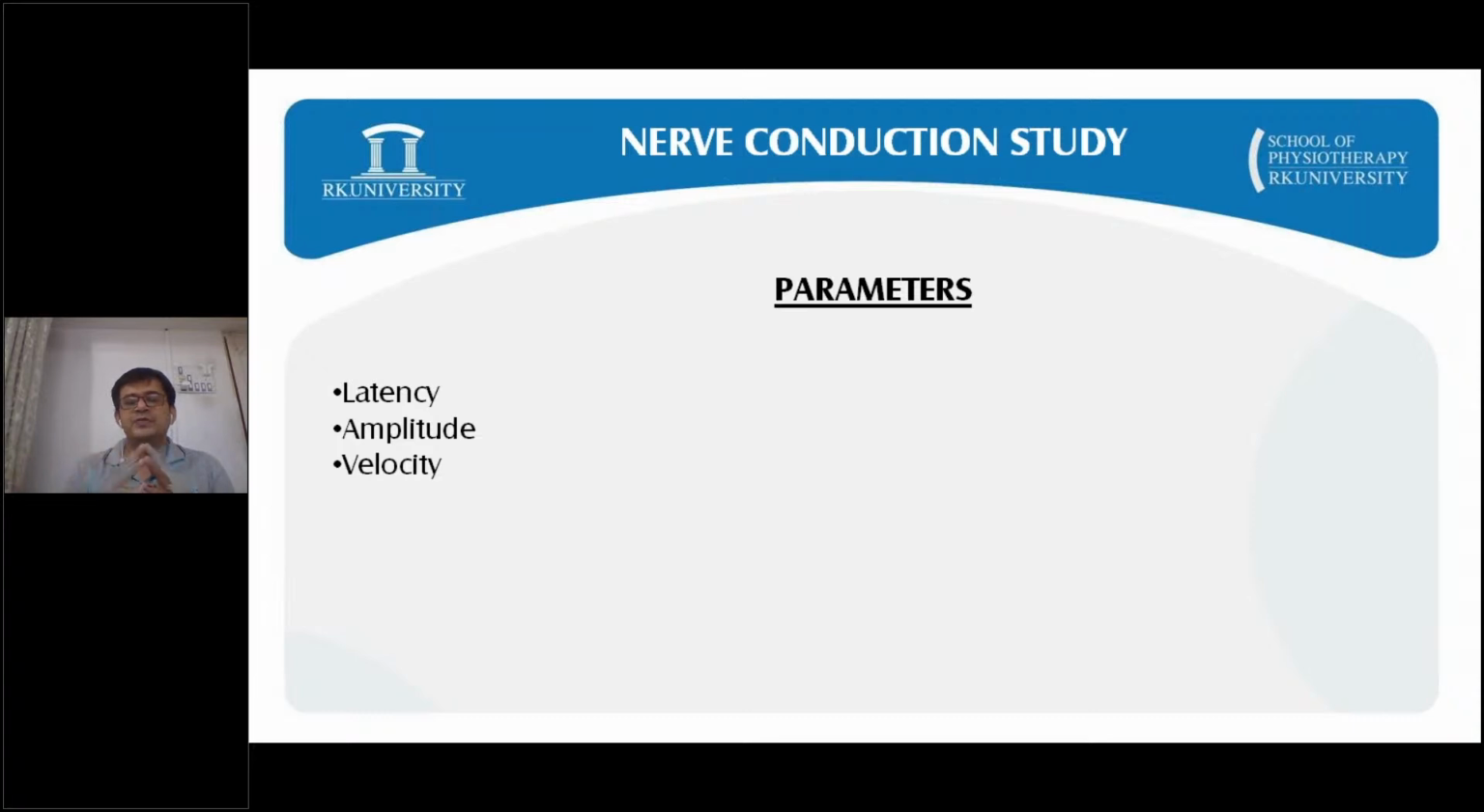Clear. Now from the formula you can also see that velocity was calculated based on latency only, where distance was the numerator and latency was the denominator. So definitely we can say that both are inversely proportional. So we can say that more latency and less velocity are both suggestive of demyelination, and less amplitude is suggestive of axonal degeneration or axonal loss.